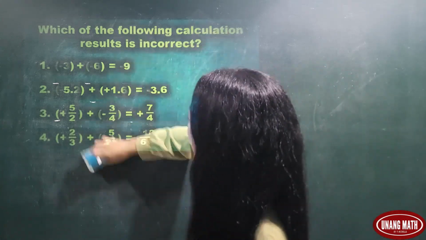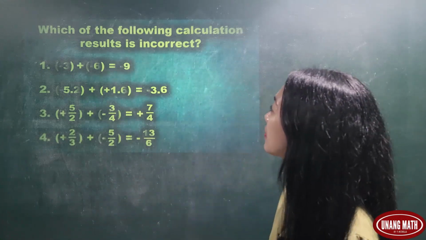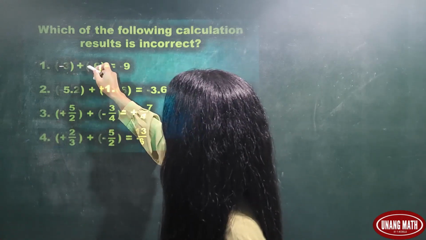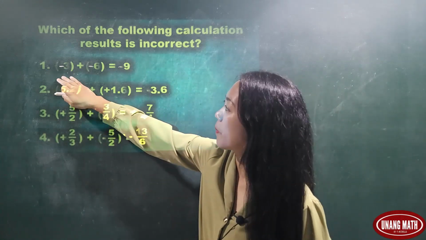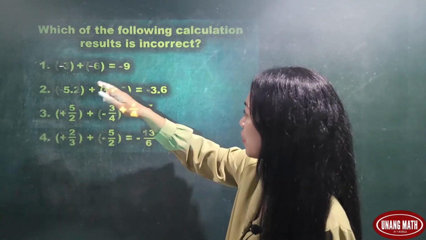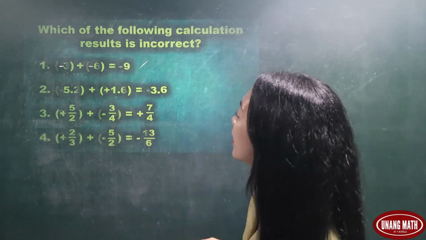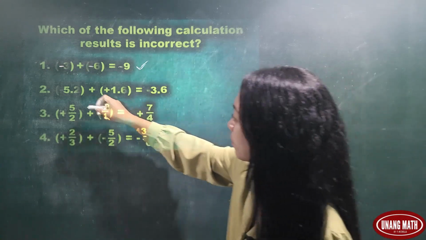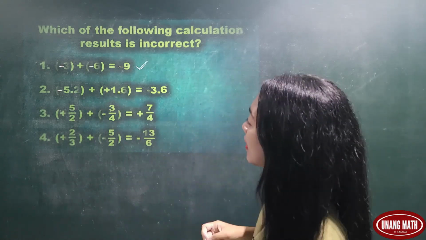Okay, let's move on to the next problem. Which of the following calculation results is incorrect? Okay, number 1, negative 3 plus negative 6. Is it equal to negative 9? Okay, negative number plus negative number. We just need to add the numbers. So 3 plus 6, 9. And we will copy the negative sign. So the answer is negative 9. Number 1 is correct.